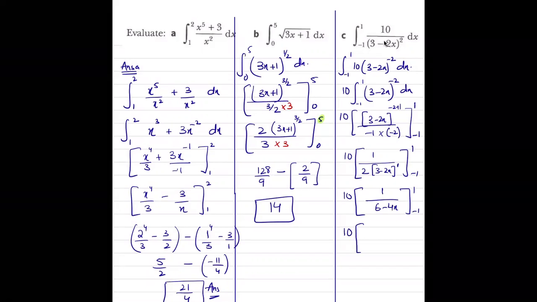Now when you plug in 1, you get 1 upon 2, minus, and when you plug in minus 1, you get 1 upon 10. 10 times 1 upon 2 is 5. 10 times 1 upon 10 is 1. So you should be getting 4.